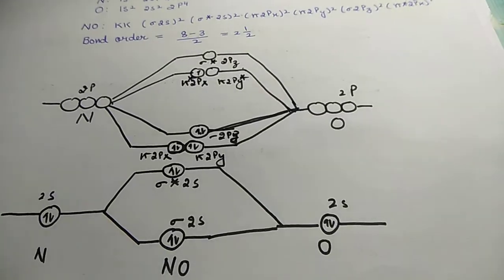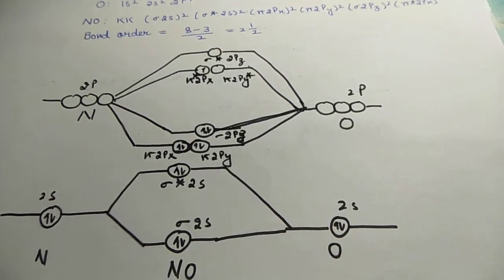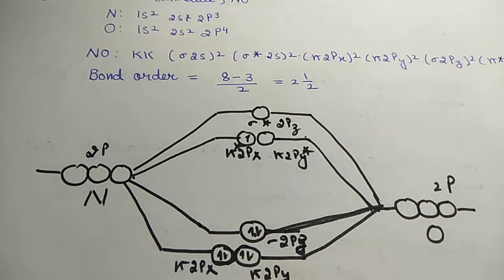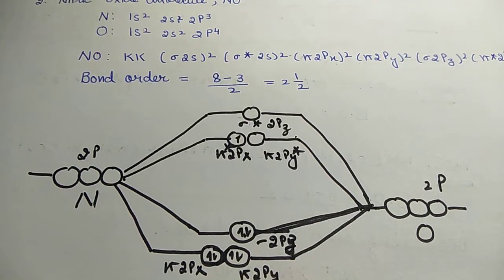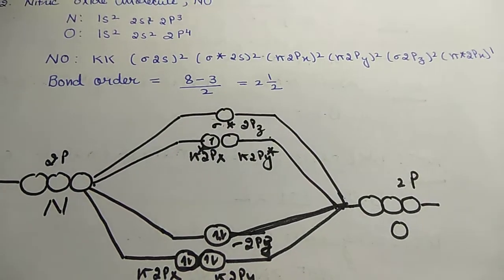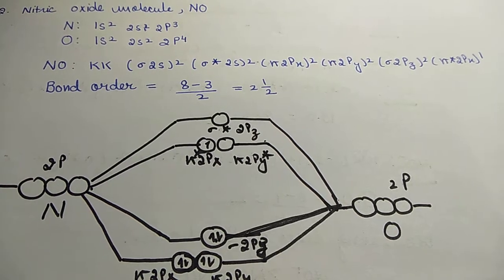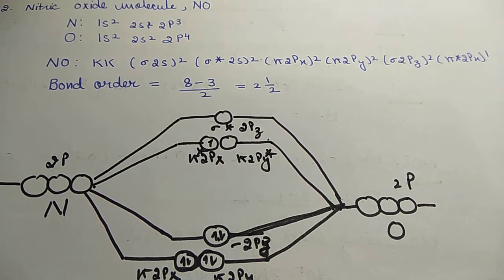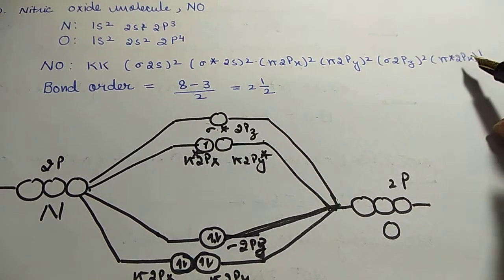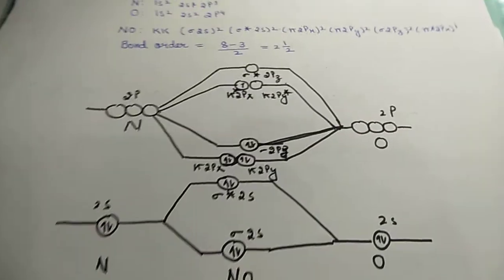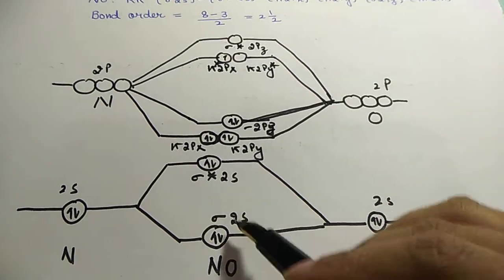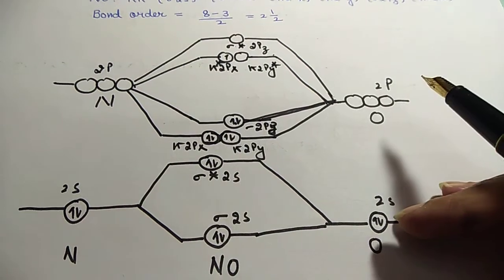Next example which we have is of nitric oxide molecule. Nitrogen has electronic configuration of 1s2, 2s2, 2p3, oxygen 1s2, 2s2, 2p4. We can write the electronic configuration for them, like sigma 2s2, sigma star 2s2, pi 2px2, pi 2py2, sigma 2pz2, pi star 2px1. Yes, pi star 2px is also filled here. Again, amongst nitrogen and oxygen, oxygen is more electronegative, so it will be lower in energy. Its shell will be lying lower.